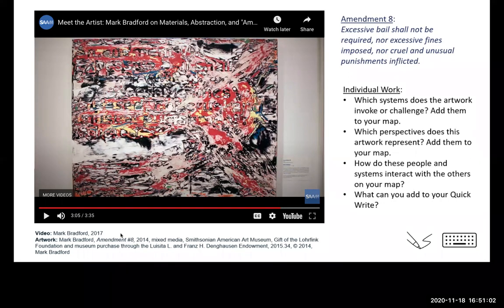So again, just as I did last time, when we landed at the end of the thinking routine with the preamble artwork, I invited you in the chat box to add a new idea that you have about the interplay of people and systems of power. I'm going to use that as a chorus or a refrain. We're going to come back to it. So do you have any new ideas about the interplay of people and systems of power, having done this analysis of amendment number 8? Will you put any of those new ideas in the chat box, please?